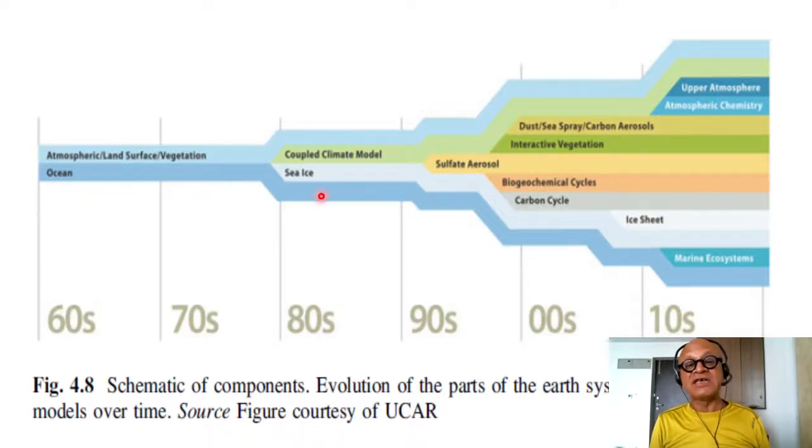Most of them had sea ice. Some of them had only physical climate. Many had sulfate aerosols, carbon cycle, and so on. There are other details about whether the models included the feedback from carbon cycle to climate and so on.